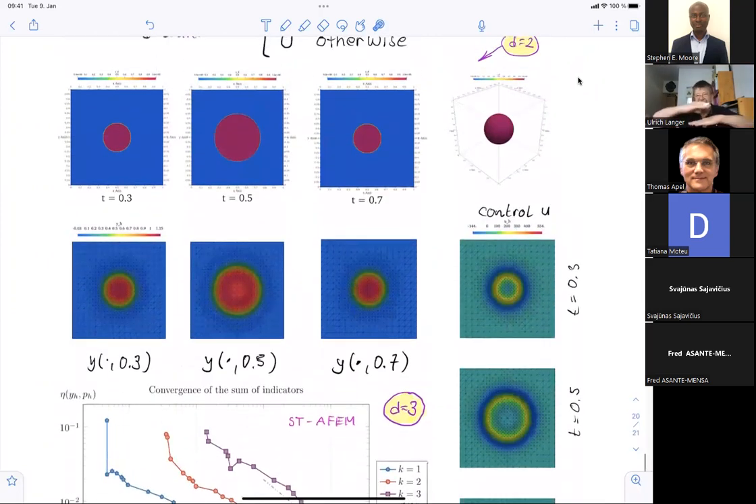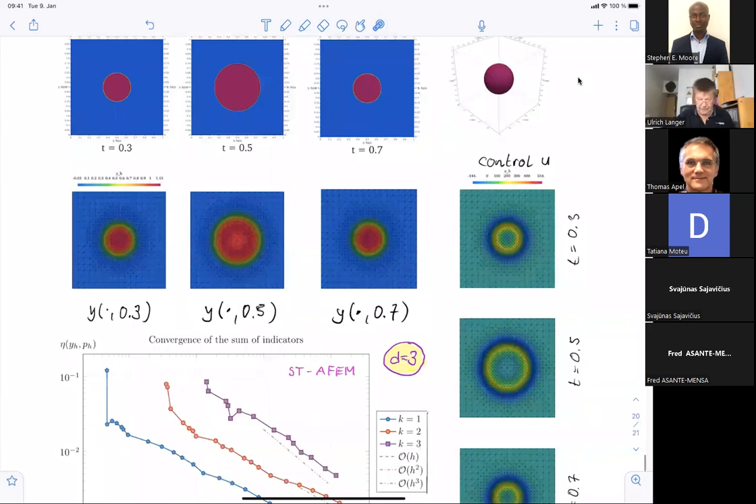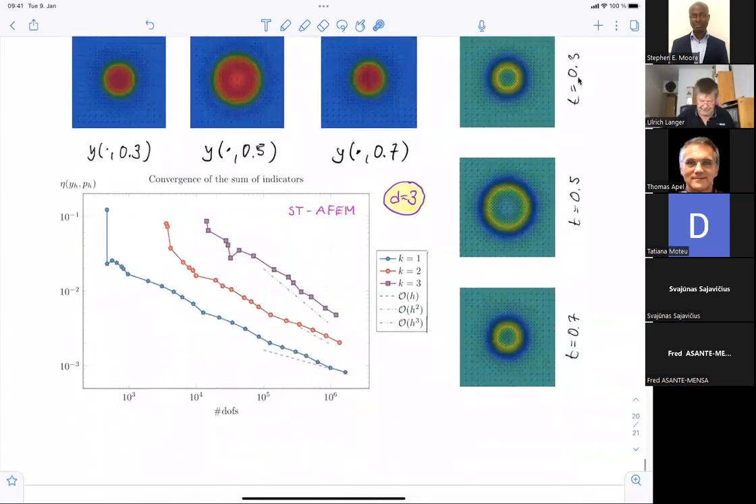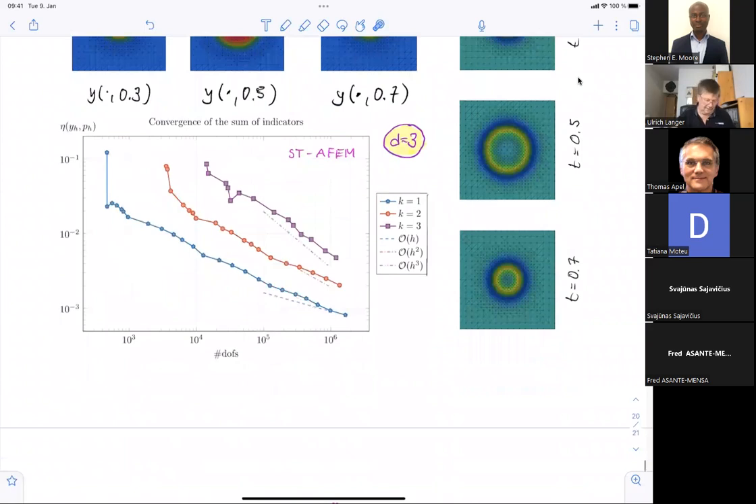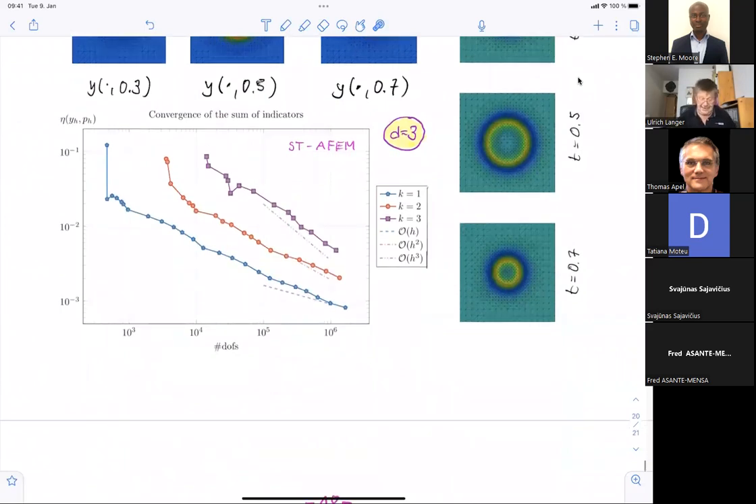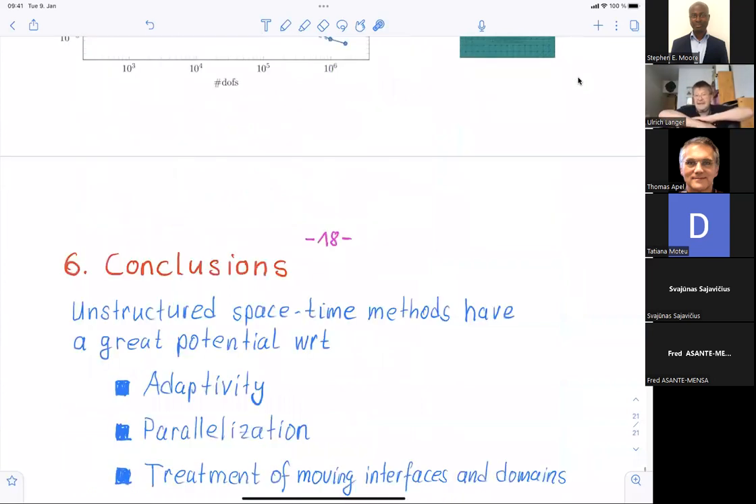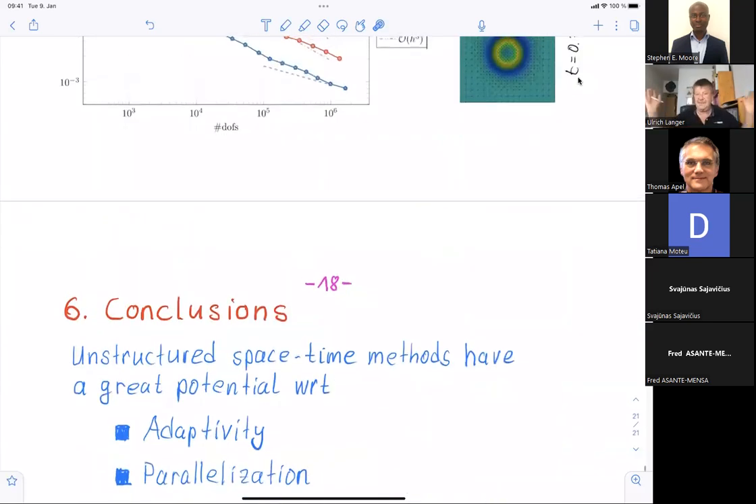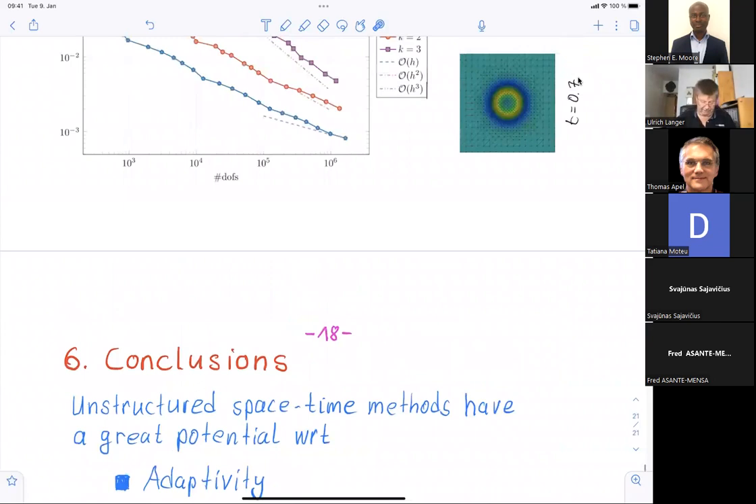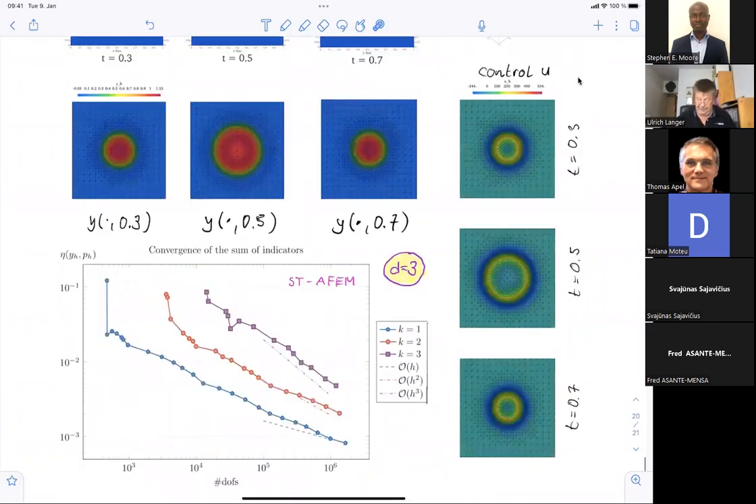Time stepping, you know, is not so easy. To solve this problem is not so easy. You need to move the meshes and everything, or cut them or something like this. Parallelization. You solve this problem always in parallel. So we have also the strong and weak scaling studies. Parallelization is easy, like for elliptic problems. You use methods to distribute not triangles, but tetrahedrons, distribute the tetrahedrons, and then solve. Treatment of moving interfaces and domains is easy.